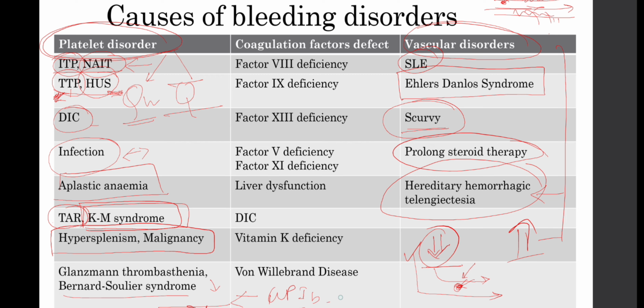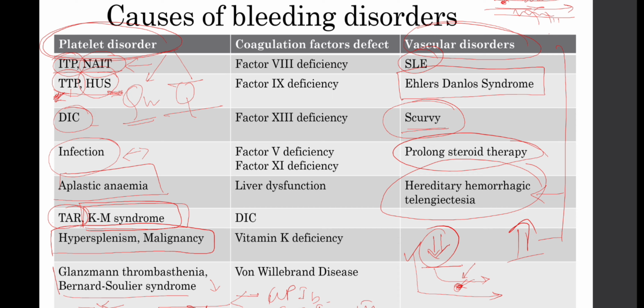Because in aggregation, one platelet is attached with another platelet by the GP2B3A protein. So there is a deficiency of the GP2B3A protein. So this is Bernard-Soulier and Glanzmann thrombasthenia, in which the patient may present with purpuric spots or some pathology. Now the coagulation factor defect.